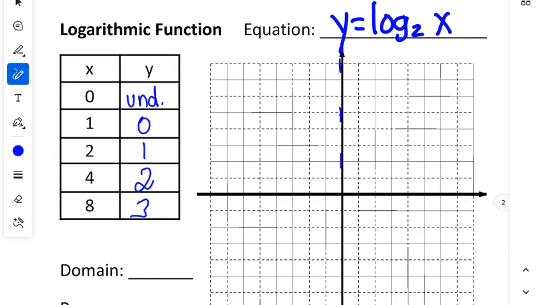All right, so undefined for 0. So that means that there's an asymptote right here. You can draw a dotted line. That means it's never going to cross it. 1, 0, 2, 1. Let's see. 1, 2, 3, 4, 2, and 8, 3. So this goes like that, and it's the inverse of the previous one. So it's going to just go right along that asymptote, but never actually cross the 0.